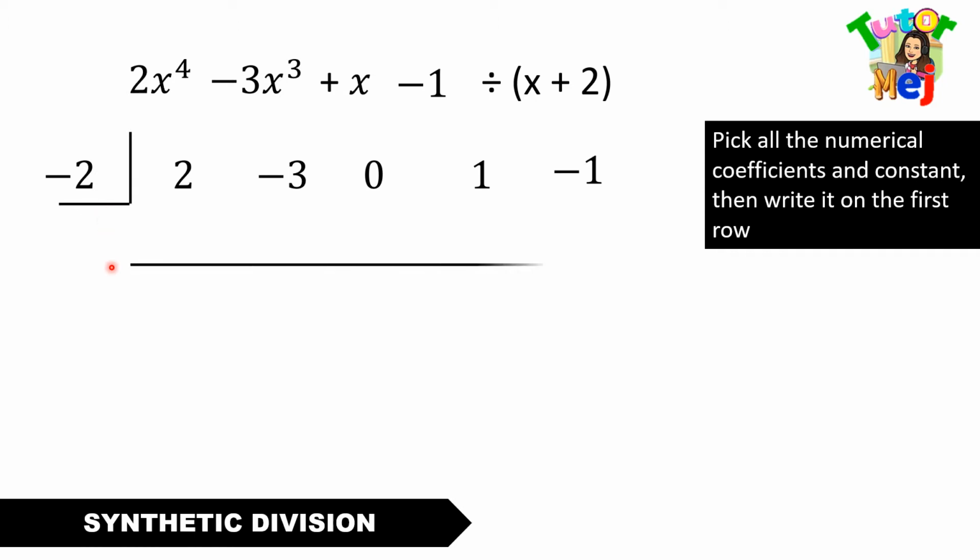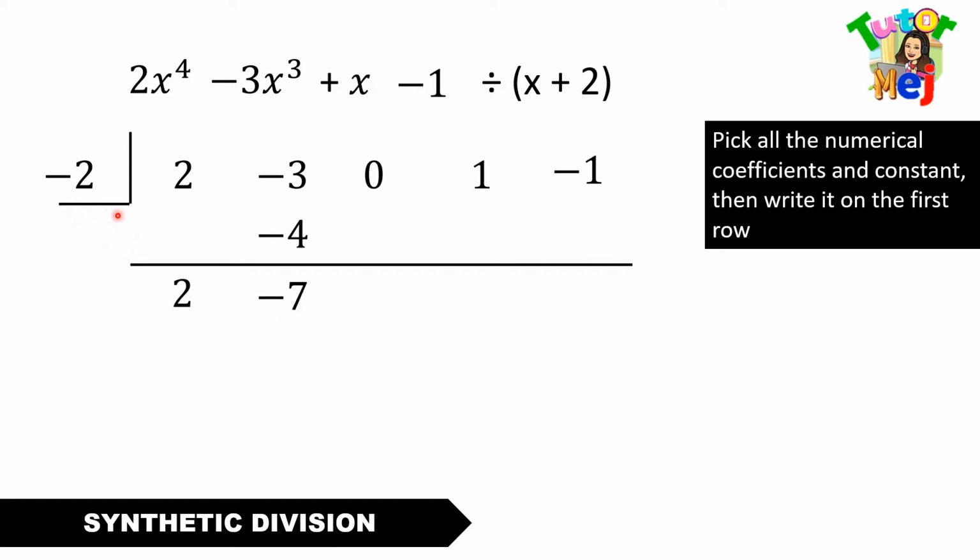Okay? Then put a bar. Bring down the first numerical coefficient, which is 2. Now, the next process is to multiply negative 2 times positive 2 will give us negative 4. Then we will add this up. We have negative 7. Then let's do the process again.